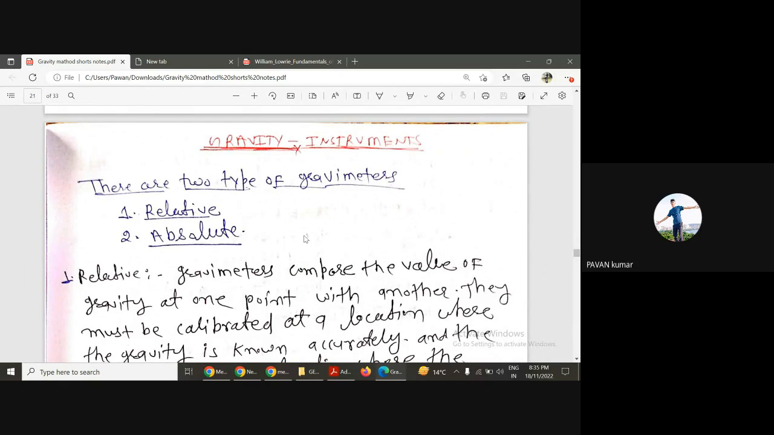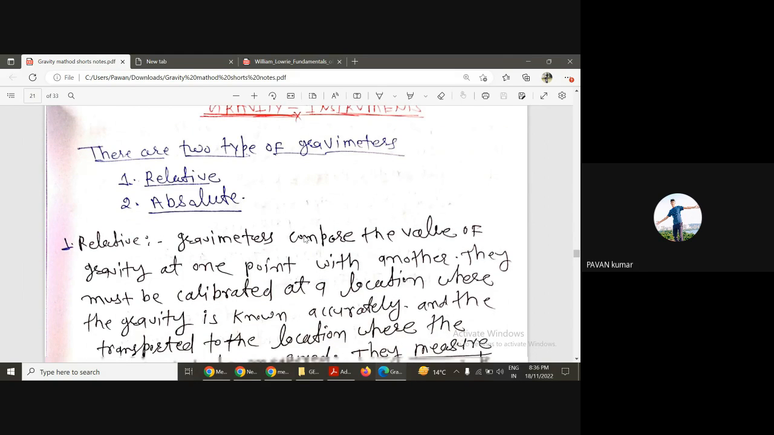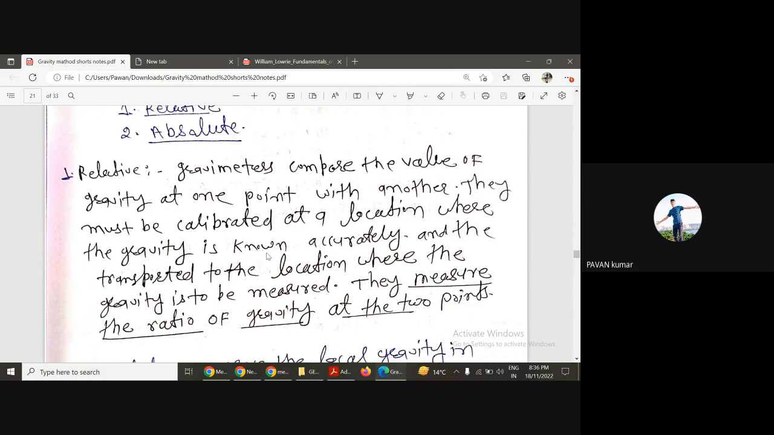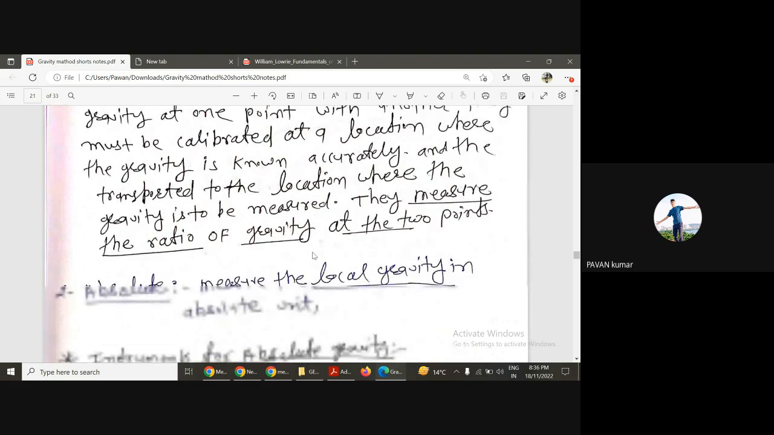So basically, in gravity method, we use two types of gravity. One is relative gravity, another one is absolute gravity. First of all, let's discuss the meaning of relative gravity. In relative gravity, the gravimeter compares the value of gravity at one point with another. They must be calibrated at a location where the gravity is known. That is, at one point we know the gravity, and at another point we compare it to obtain the relative gravity. This is relative gravity.